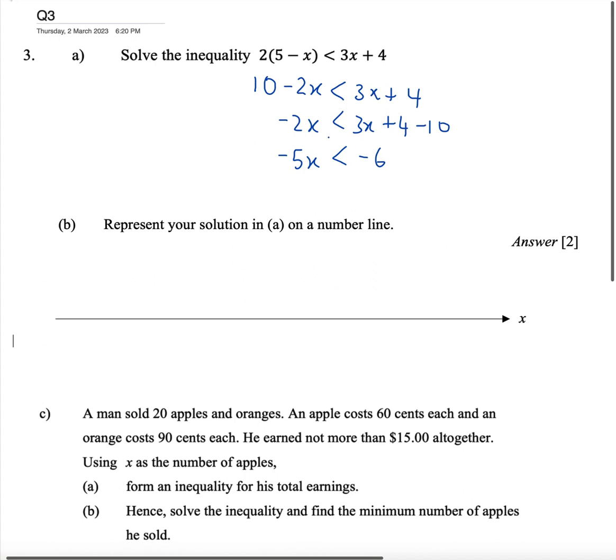Now, this is the part that is different from an equation, meaning that to get rid of minus 5, we divide by minus 5. And when we divide by a negative, we have to reverse the inequality sign. This is the only thing that is different in an inequality. So here we have 6 divided by 5, which is 1 and 1/5. The answer must be in mixed number.